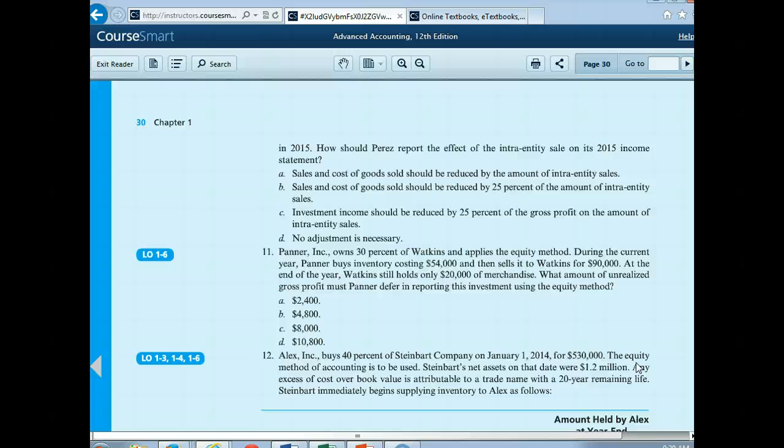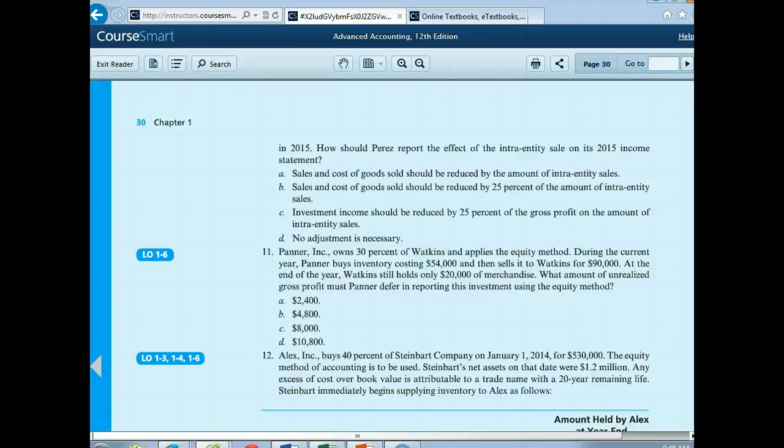Panner owns 30% of Watkins and applies the equity method. During the current year, Panner buys inventory costing $54,000 and then sells it to Watkins for $90,000. So this is a downstream sale. At the end of the year, Watkins still holds $20,000 of the merchandise. What amount of unrealized gross profit must Panner defer in reporting this investment using the equity method?